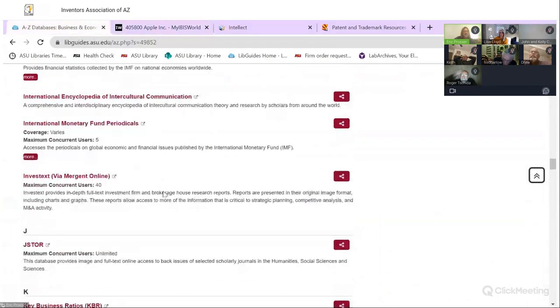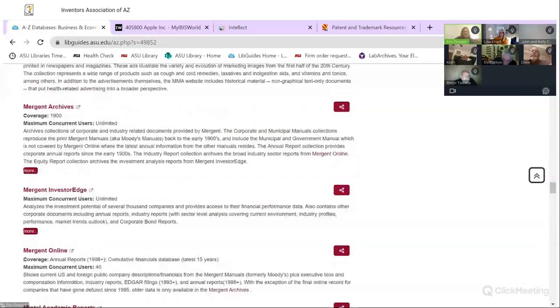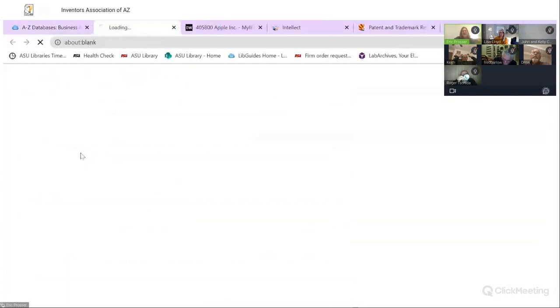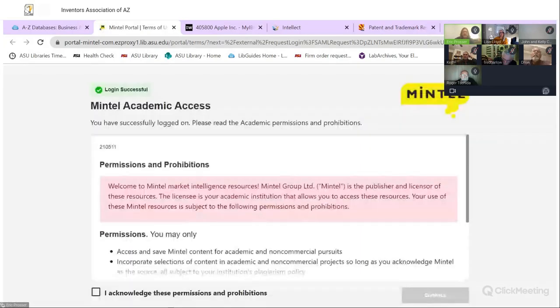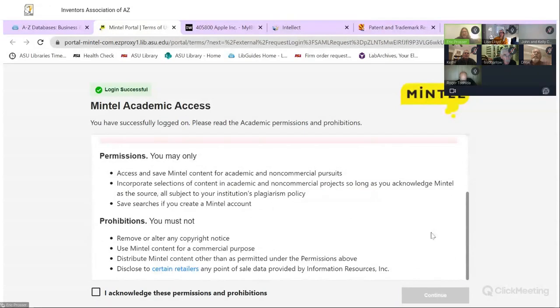And so another one I want to show you is, where we got here, is Mintel. So Mintel is kind of a marketing tool in a sense. This has a lot of what I would describe as industry reports, but I've got to say I'm not using this for business. Let's see, there we go.